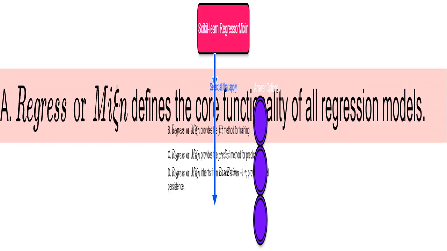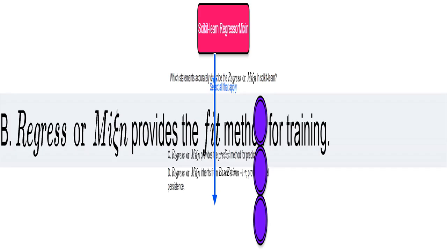This statement is incorrect. RegressorMixin doesn't define the entire functionality of a regression model. Think of it more like a helpful add-on. This is correct. The fit method is essential for training any regression model. RegressorMixin gives models this capability.